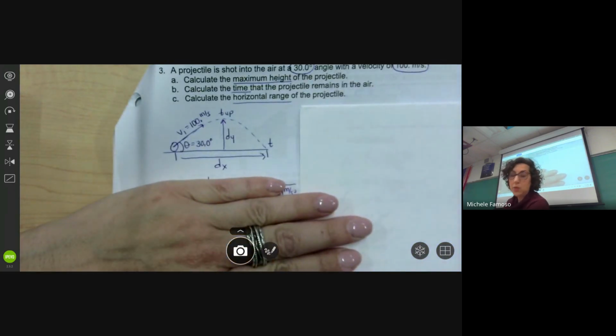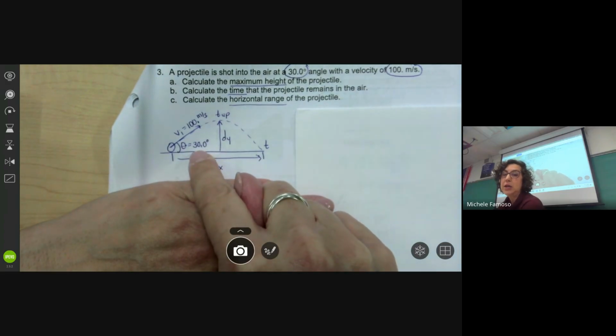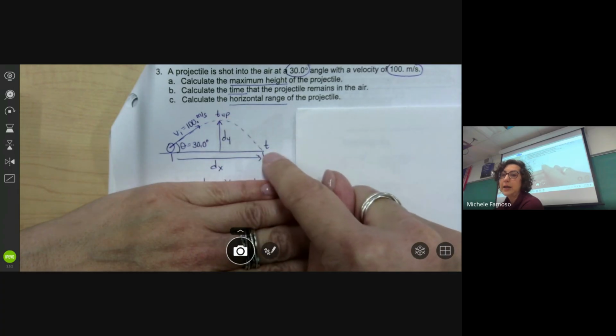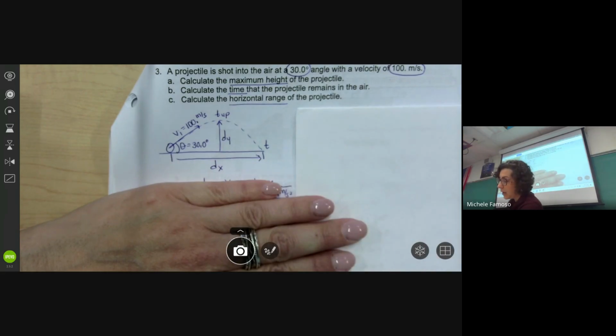Okay, so on page 23, the first thing you should have done was make a sketch, and your sketch should have looked like this, where you've got your initial speed at 100 meters per second. You've got your launch angle of 30.0 degrees. You should have shown the dx, the dy, and the t. Up here at the highest point, that would just be the time going up.